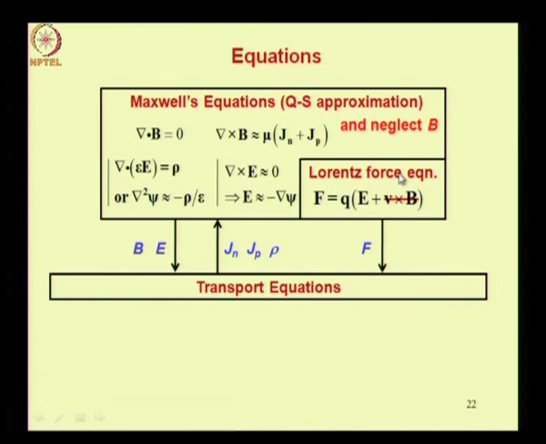Now proceeding further with the approximation, once we remove this term, we are not considering the effect of magnetic field on the electron, so force due to magnetic field on the electron is neglected. We really do not need these two equations, divergence B equal to 0 and curl B equal to mu times Jn plus Jp. So these go out of the picture, that is why they are crossed out here, and this B also goes out of the picture.